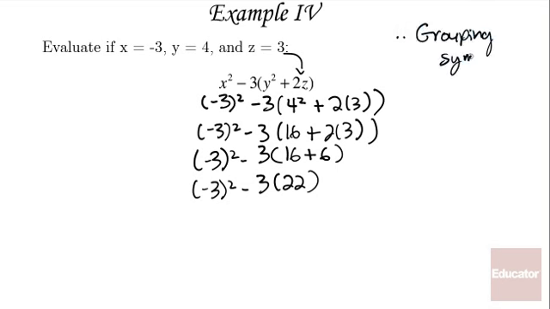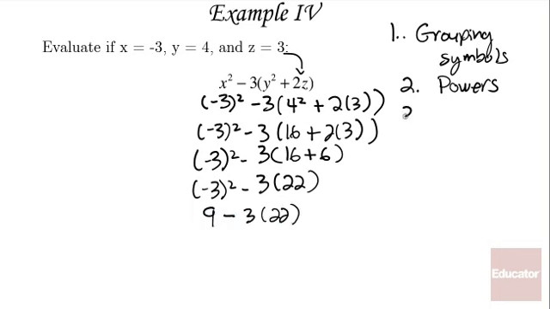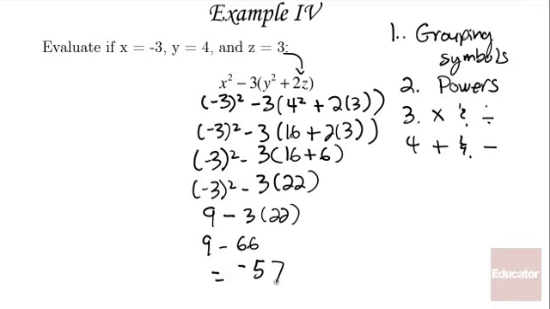And if you need to jot this down until you have it committed to memory, then do so, but you need to get these rules down committed to memory because you're going to use them constantly. So I did my grouping symbols. Now I'm looking at powers, and I do have a power. Negative 3 squared is negative 3 times 3, and that's 9. Multiply and divide. I do have some multiplication. And finally, add and subtract. And 9 minus 66 is negative 57.